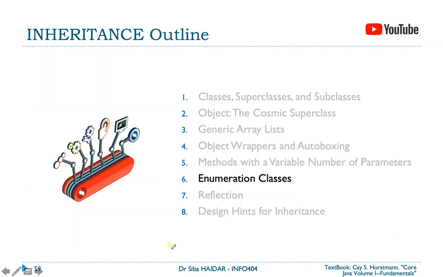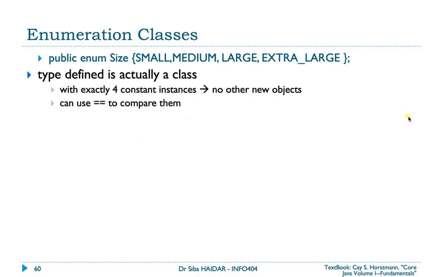Next, we will see the enumeration classes, followed by reflection, and we will finish with the design hints for inheritance. The enumeration classes section will be short but important. We declare an enumeration, as you all know, like the following. For example, I have the enumeration Size of clothes. I declare public enum Size, or just enum Size, whatever. And then between the curly braces and before the semicolon, I put the enumeration list.